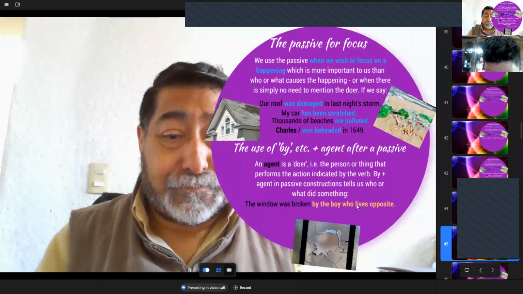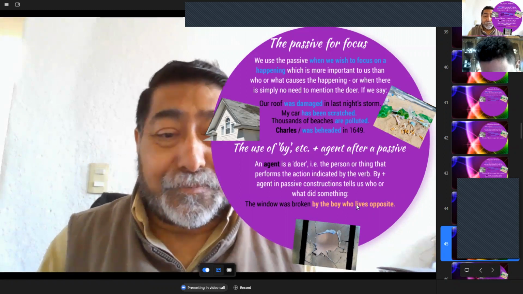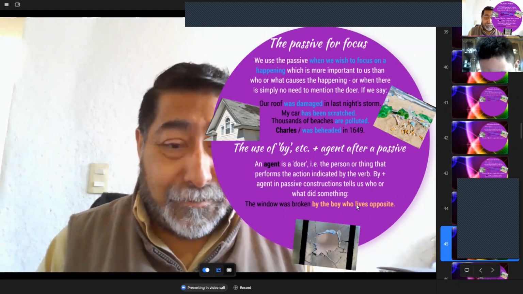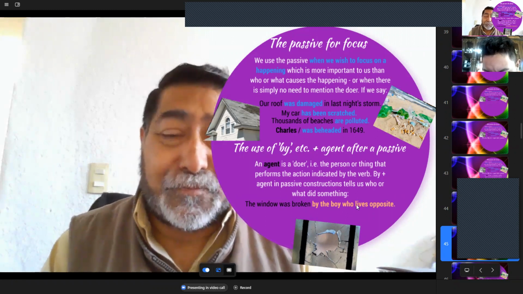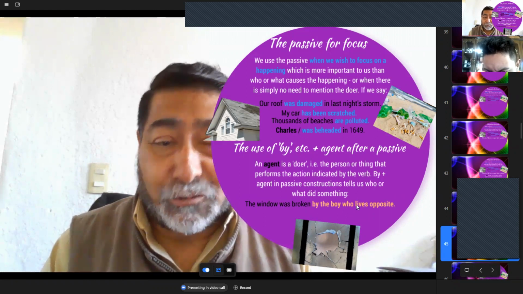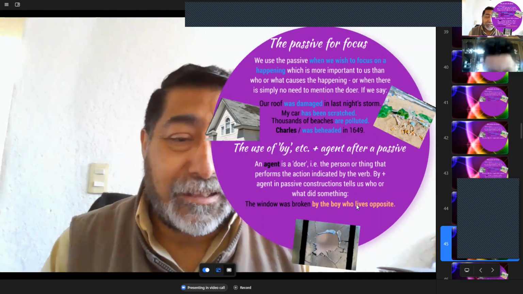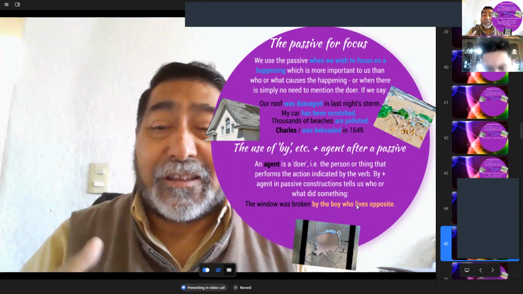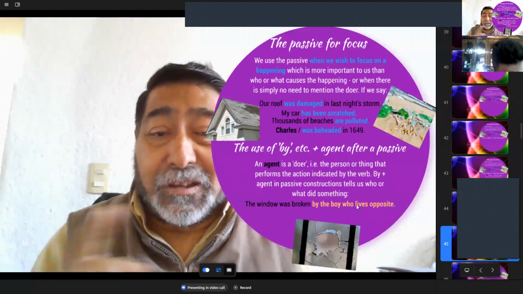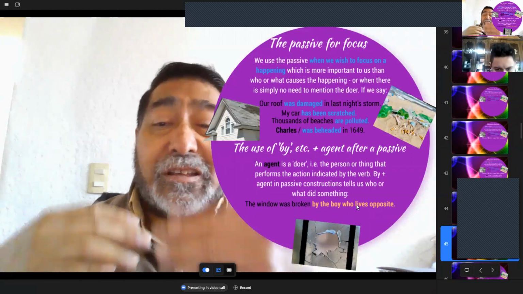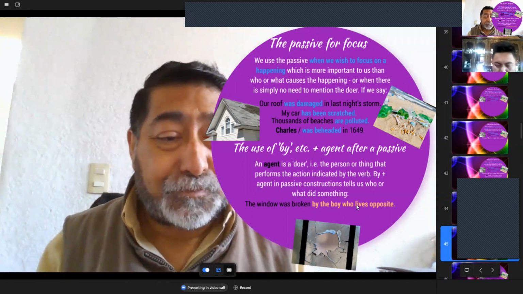La ventana fue rota por el chico. Yes, by the boy who lives opposite, por el chico de al lado, de enfrente, de al lado. It depends: if you say the opposite, it is frente. Next door boy is al lado, que vive al lado. So here, by the boy who lives opposite, is exactly in front of me, because he's the opposite.